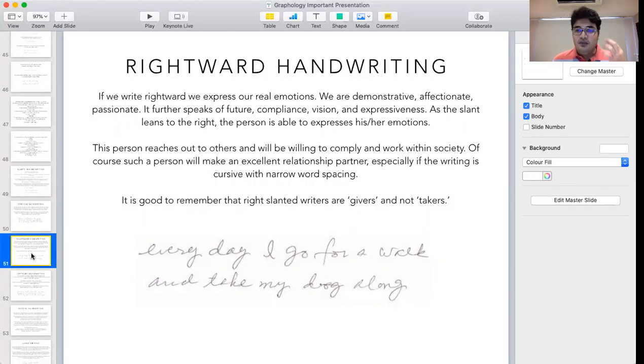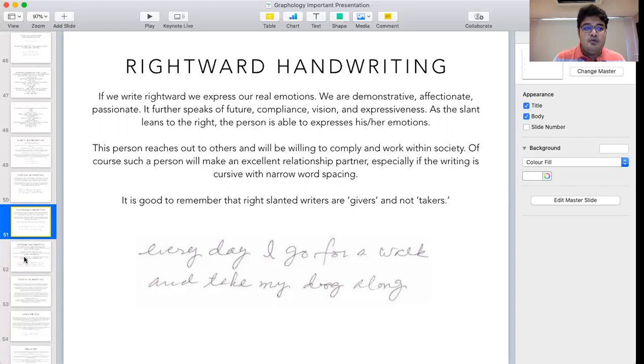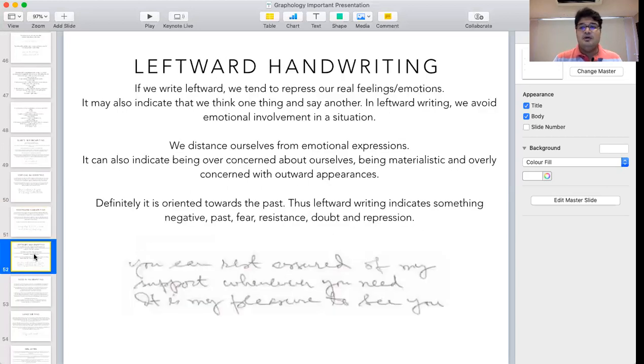Basically, these people are extremely warm. If you have come across people that are very, very sweet, loving, very hospitable in nature, who will think about you first rather than thinking about themselves, check their handwriting. They would have a rightward handwriting. So we have spoken about rightward handwriting now. Moving on, let's talk about leftward handwriting.